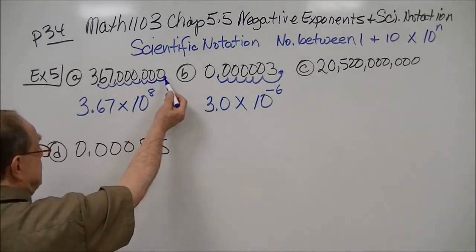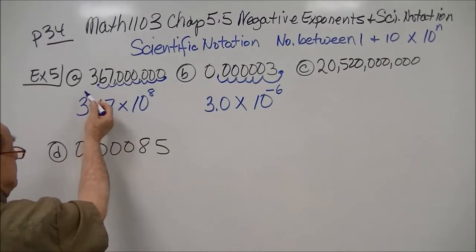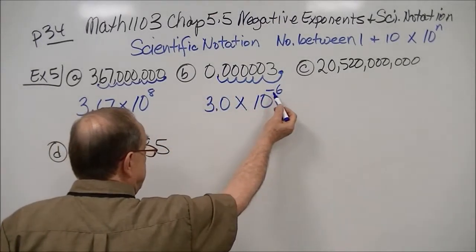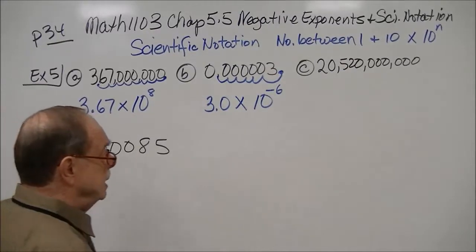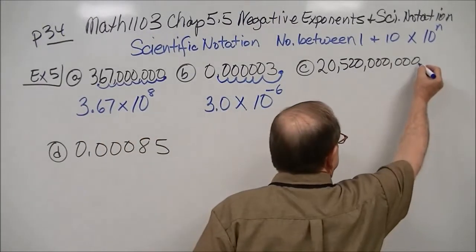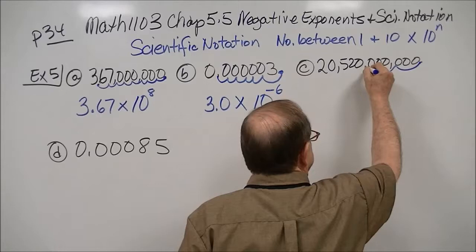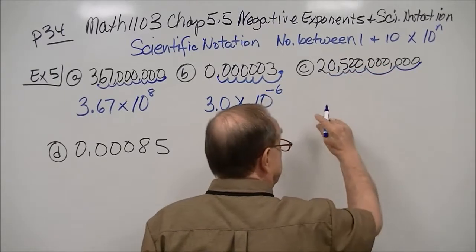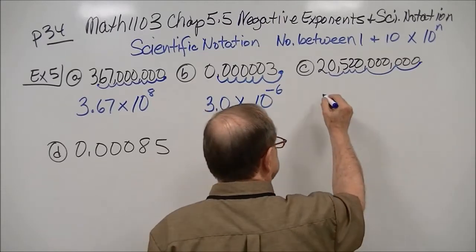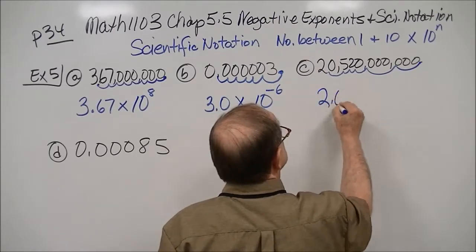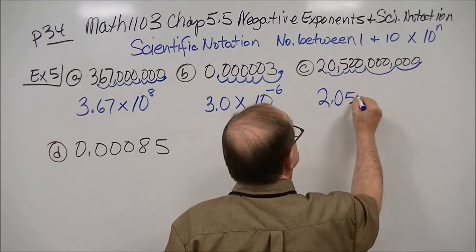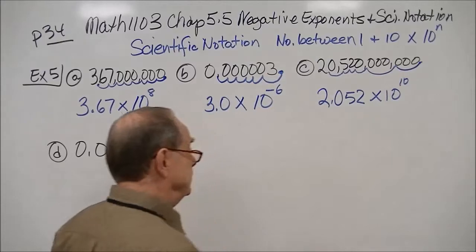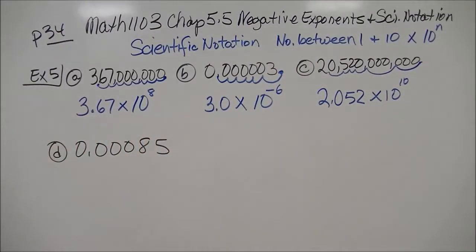Now notice to change it, we went to the left here. Those were positive. When we go to the right here, that's negative. So here's a super big number. I can go 3, 6, 7, 8, 9, 10. Here I'm moving that over 10 places and putting my significant digits down. And that's scientific notation.